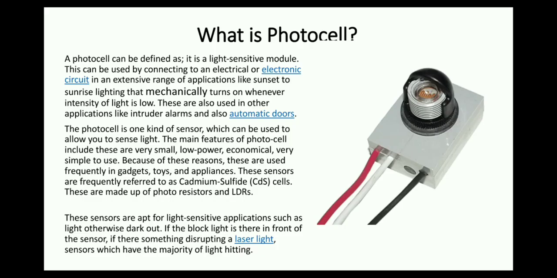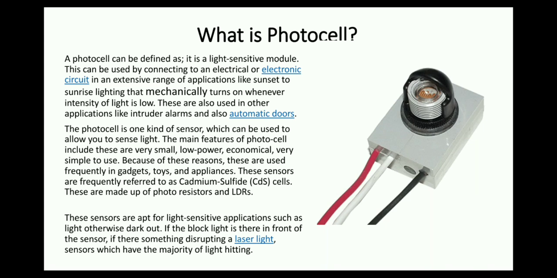A photocell can be defined as a light sensitive module. This is used by connecting an electrical or electronic circuit in an extensive range of applications like sunset to sunrise lighting that mechanically turns on whenever the intensity of light is low. These are also used in other applications like intruder alarms and also automatic doors.